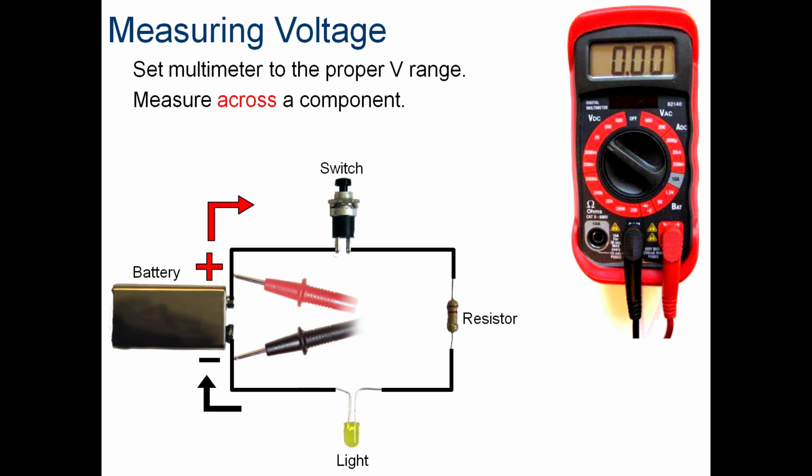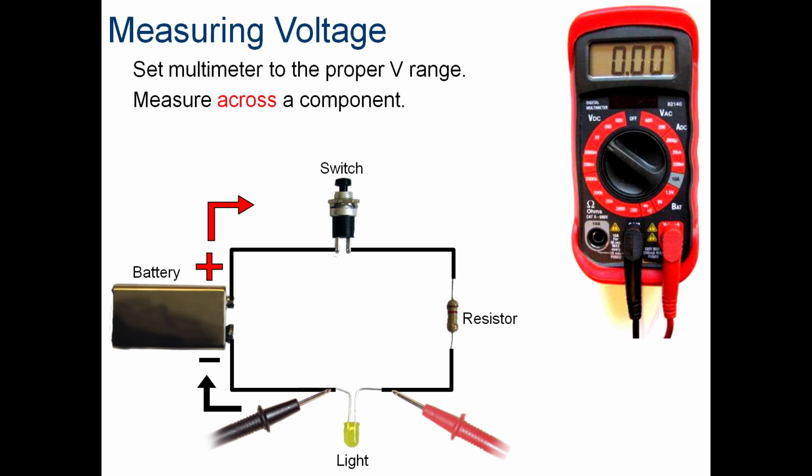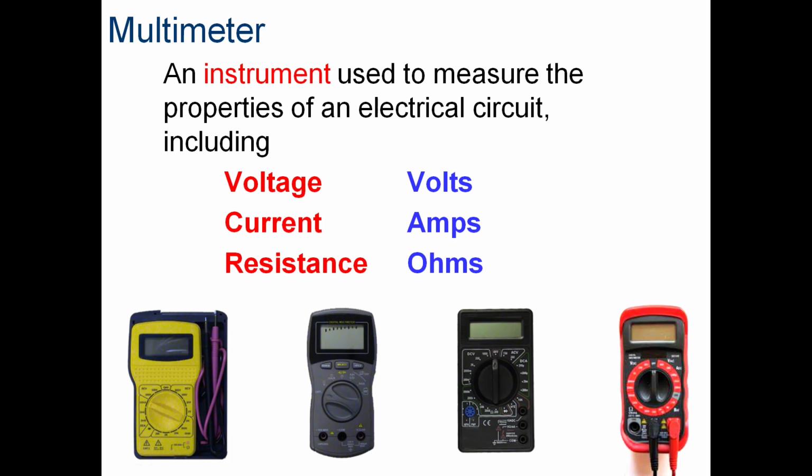So if I measure across the battery, in this instance, you've got the plus on the red lead, the positive, and the negative on the negative. It doesn't really matter, to be honest, as long as you're consistent again. You'll get a negative reading if you read it backwards, but you can always deal with that. So I can also measure the voltage across a switch, across a resistor, and across a light. Notice the circuit is energized. To measure voltage, it has to be. So this multimeter is nothing more than an instrument that measures voltage, current, and resistance: volts, amps, and ohms. That's what we'll use in our shop.